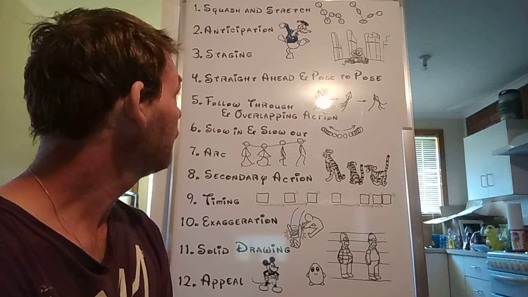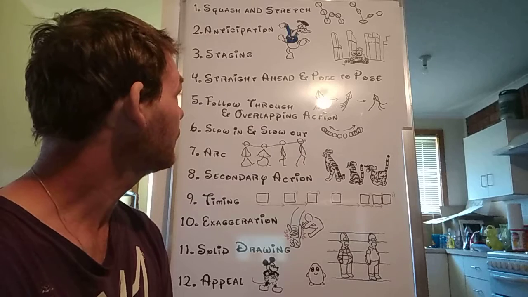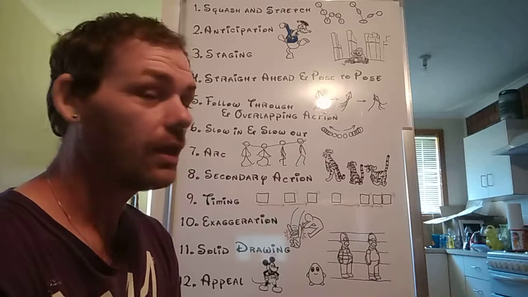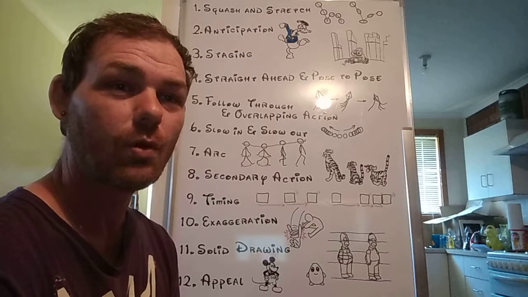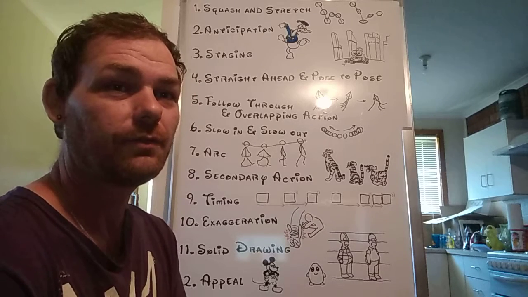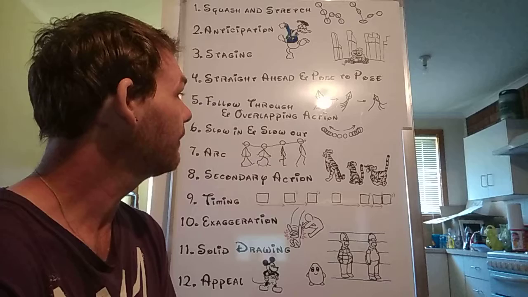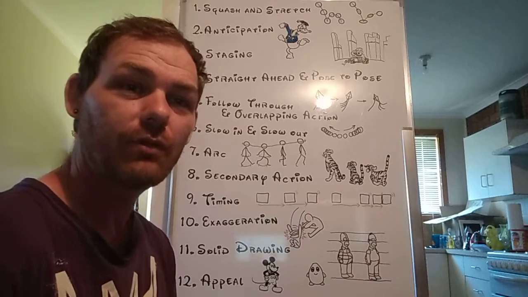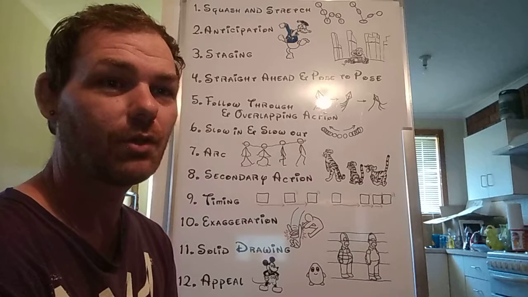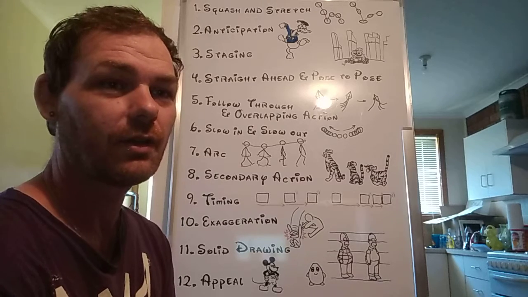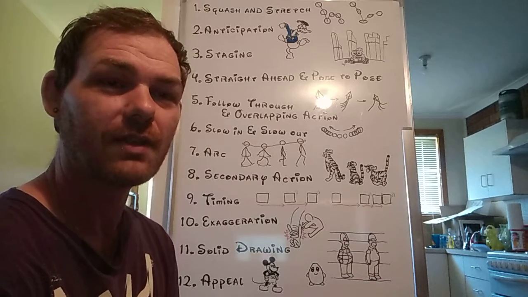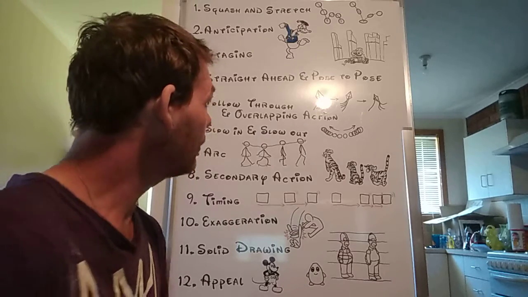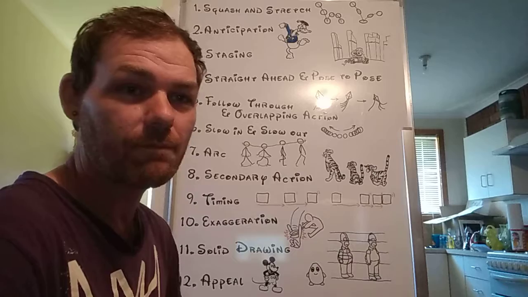The next one is follow through and overlapping action. Say a character's walking: follow through would be such as your arms moving. When you're moving, like a person, not all parts will move at the exact same time. So as your character's walking, you have your arms swinging.